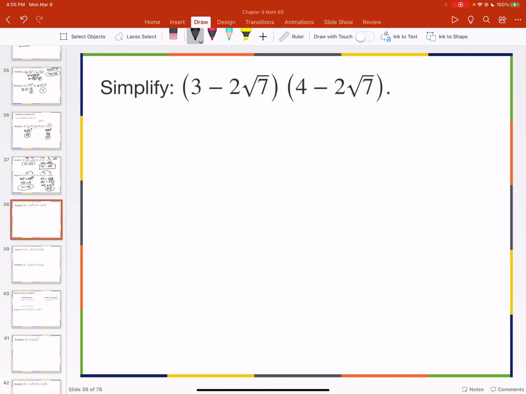Okay, what if you have something like this? You know, so you can use FOIL if that's what you've been using, but if you're using box method, that works also.